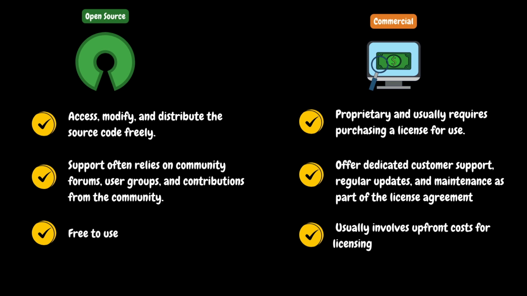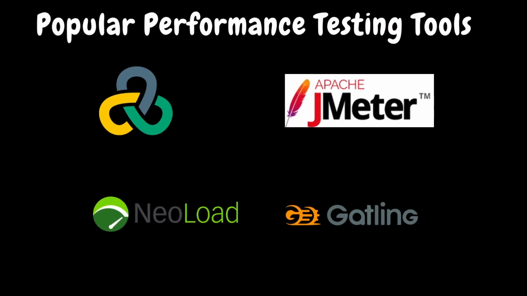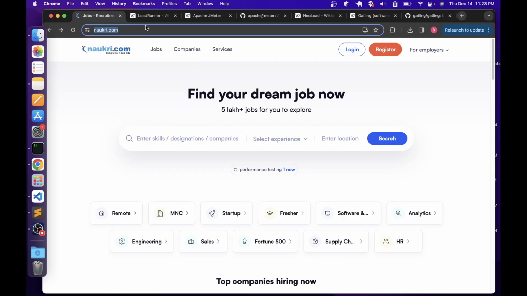Now let's explore a few of the widely used performance testing tools available today. They are LoadRunner, JMeter, NeoLoad and Gatling. To understand the reason for choosing them as popular, let's quickly open the browser and navigate to the Naukri job portal website. To save our time, I have already opened the naukri.com website in my browser.